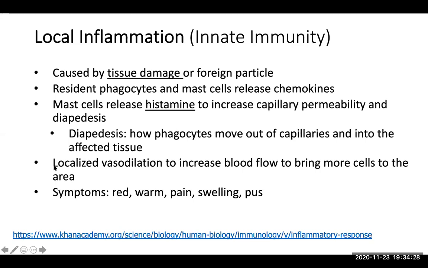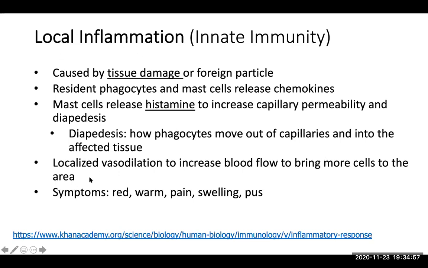Okay, so in addition to the histamine increasing capillary permeability so that white blood cells can squeeze through and get into the tissue, you're also going to have localized vasodilation. So the blood vessels become larger so that more blood can flow through them, and that's going to help bring more white blood cells to the area. And then, of course, they will need to go through diapedesis to get into the tissue.